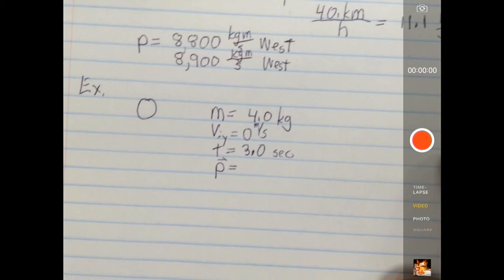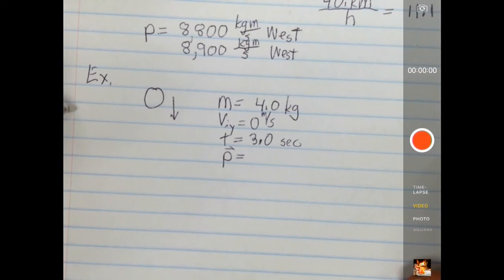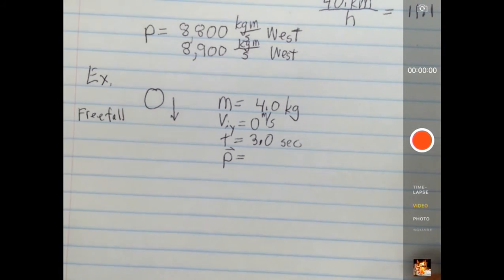So this is a new example. This is a free fall situation. I have a ball. I'm dropping it from rest. It has a mass of 4 kilograms. What is its momentum after 3 seconds have gone by?